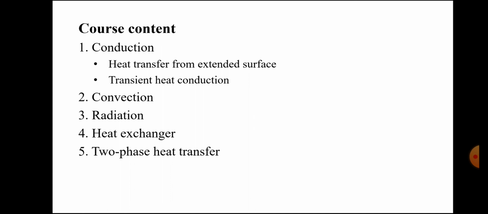Then module 3 is radiation. In the radiation module, we are going to discuss absorptivity, reflectivity, transmissivity, what a black body, white body and gray body are, and what emissive power and emissivity are. Then we are going to discuss the different laws of radiation. This is module number 3.